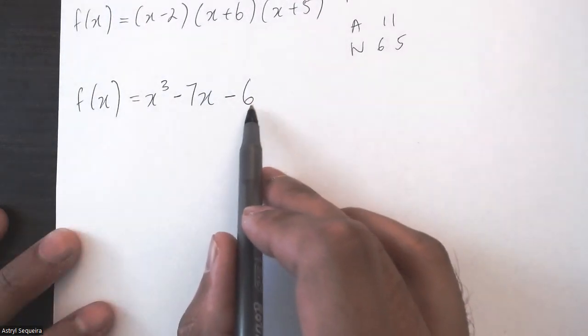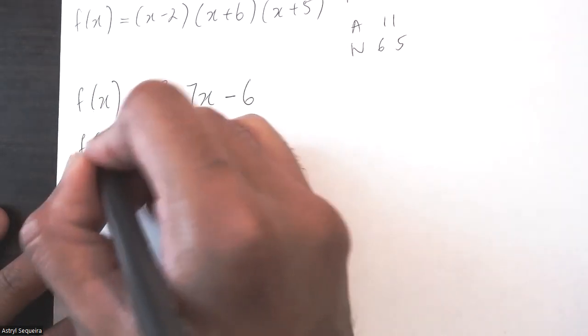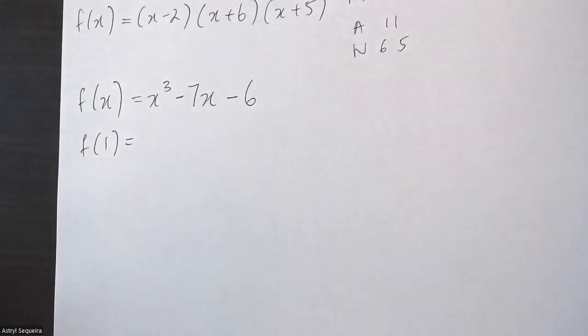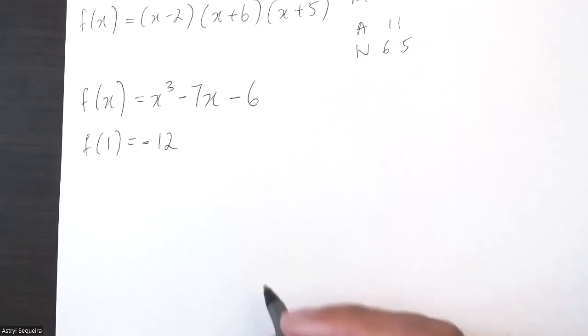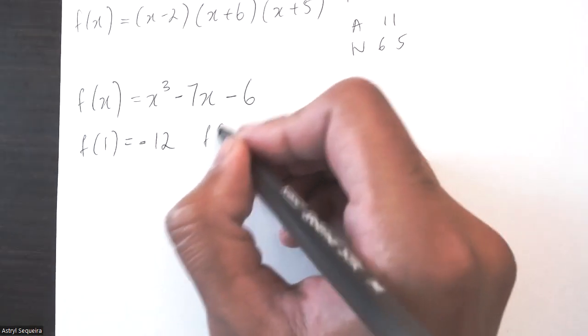I'm going to start with multiples over here of this. Start with f of 1. I'll do this in my calculator again. So 1 cubed minus 7 times 1 minus 6 is negative 12. So 1 is not good. Let's try f of 2.